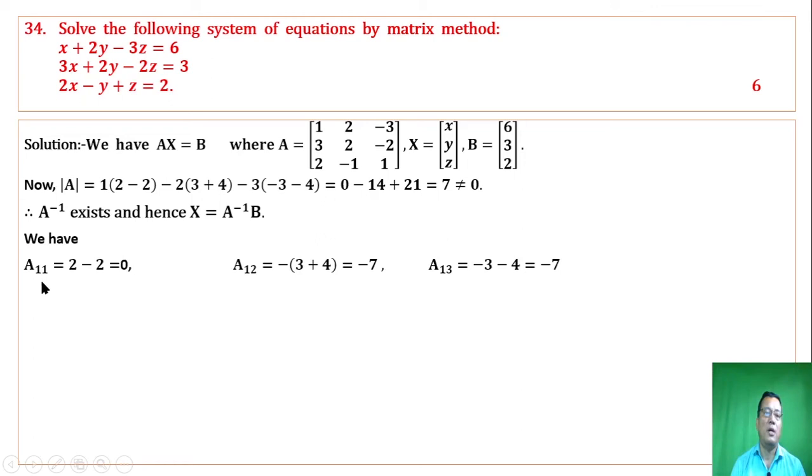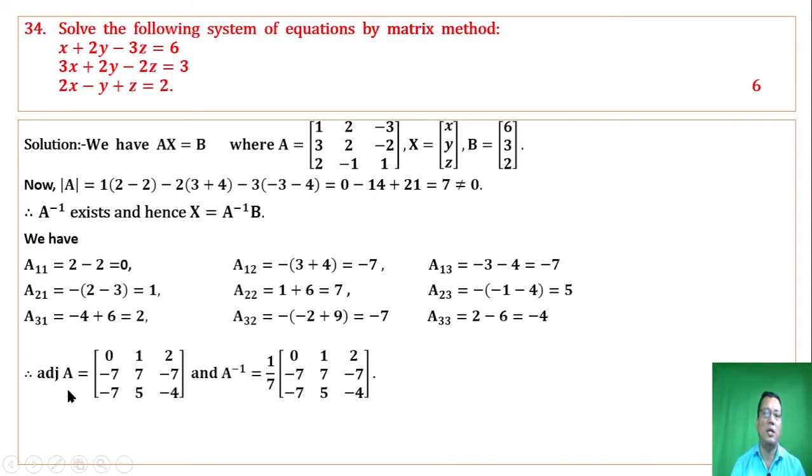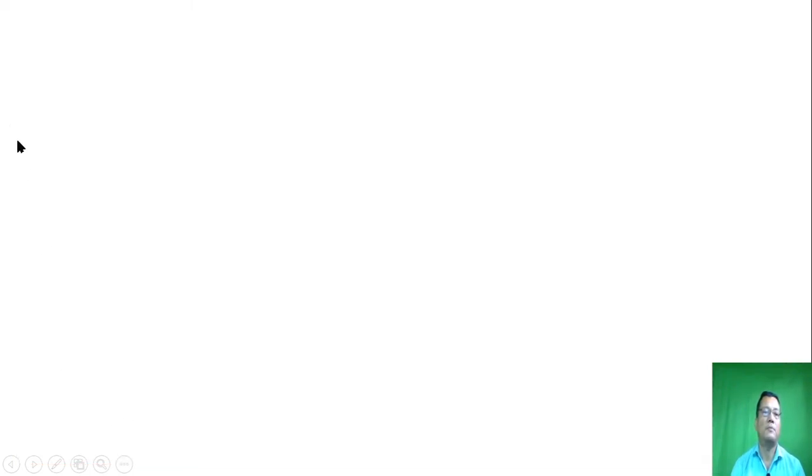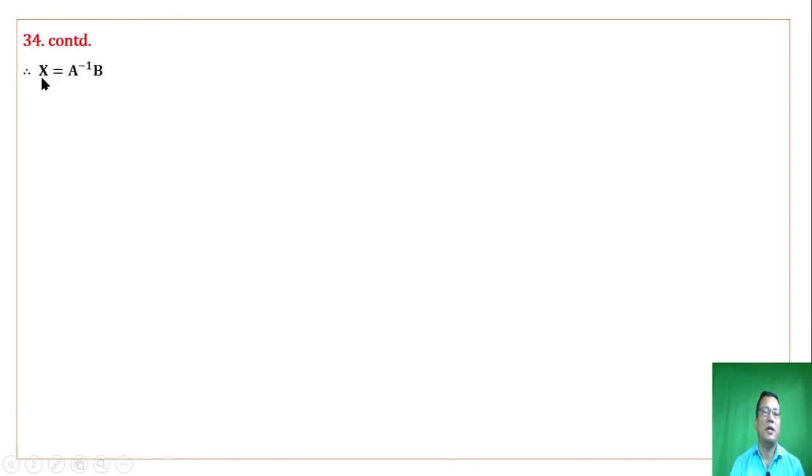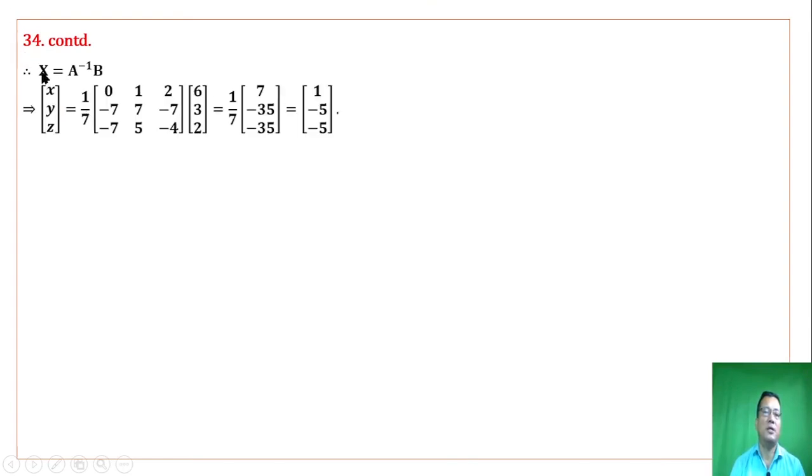We have A11, the cofactor of this element 1, and the cofactor of this element 2, we have this. Solve similarly for the first row, second row, third row, and adjoint A is this, and A inverse is 1 by determinant into the adjoint. X equal to A inverse B gives X is this and A inverse is this, B is the column matrix this, multiply and simplify and equating, x equal to 1, y equal to minus 5, z equal to minus 5. These are the required solutions.